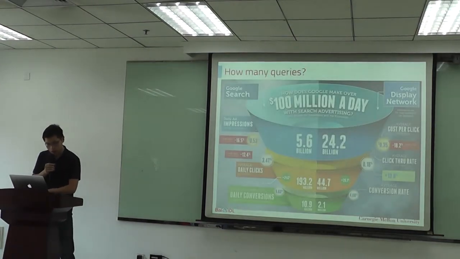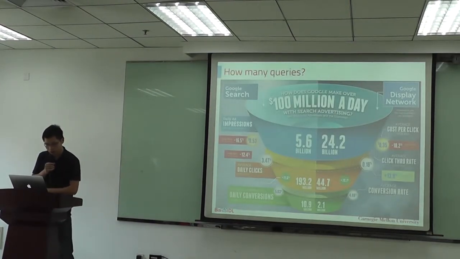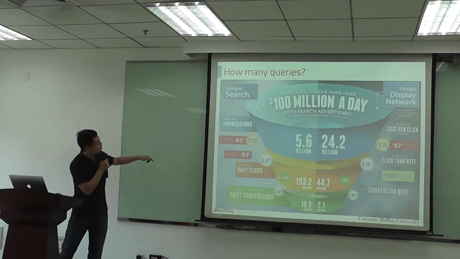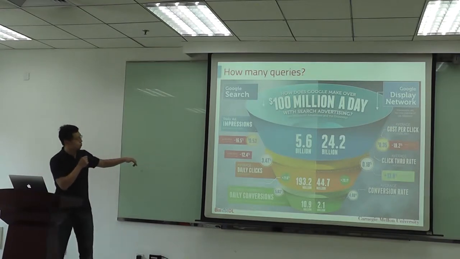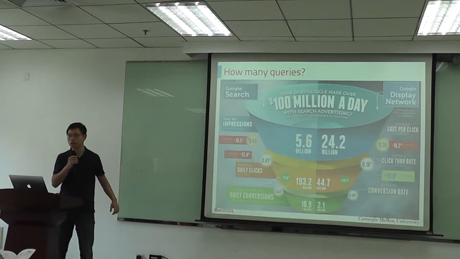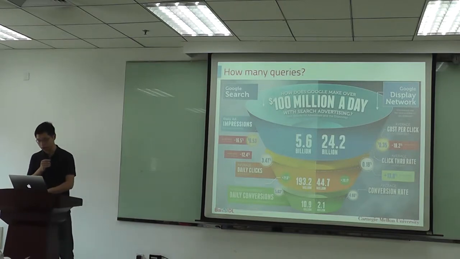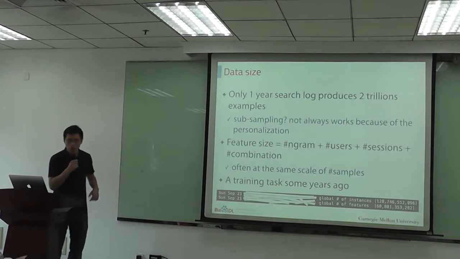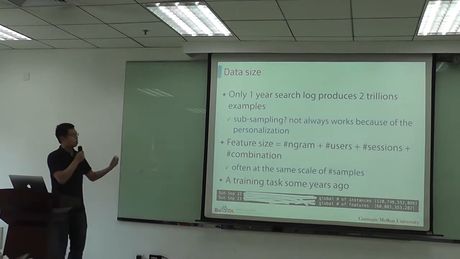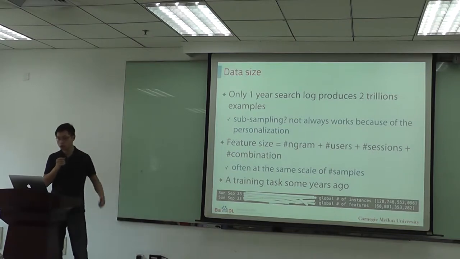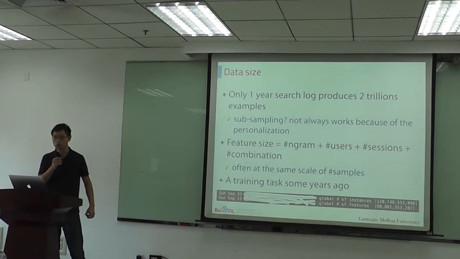And I think for Google, each day, you have about 5 billion US dollars each day. For Baidu, the number is the same. So if we use 1 year of search log, we get 2 trillion examples.